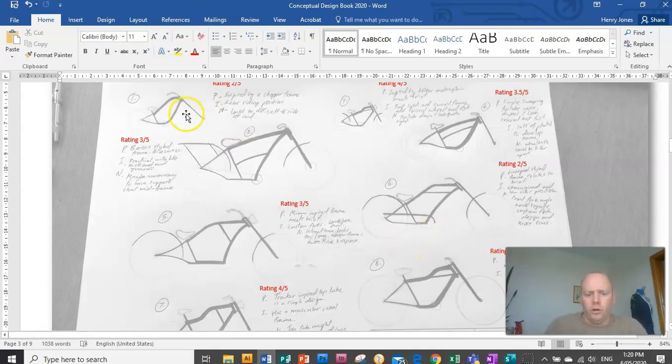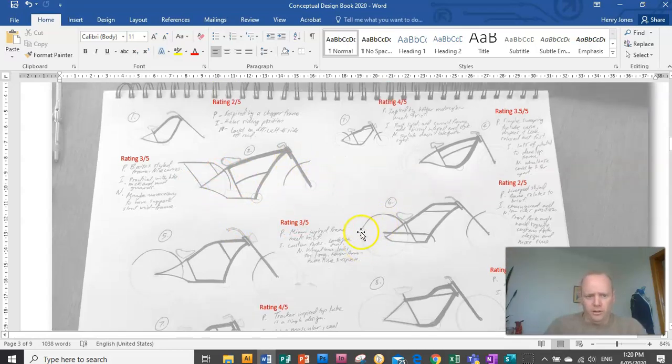So you can see I've got quite a few different concepts. They're all related to that motorcycle style frame design. Lots of them have the triangular parts in the frame for strength, and some of them have got custom-made forks. And you can see that I've put on the red, I've given each one a rating out of 5, as in how many of the attributes does it meet.